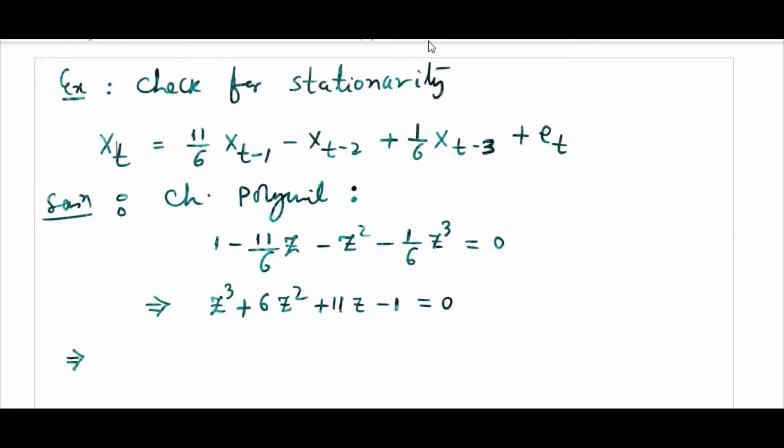Even if it's not given, you have to apply logical reasoning. You just go on putting values here. Suppose I put 1 here: 1 plus 6 is 7, 7 plus 11 is 18, 18 minus 1 is 17. That is not satisfied, so 1 is not satisfied. You can try that way. If I am correct, I think 1 is a root.